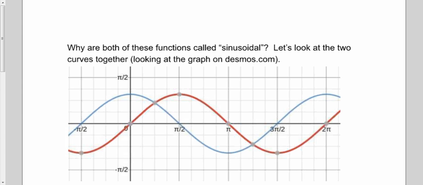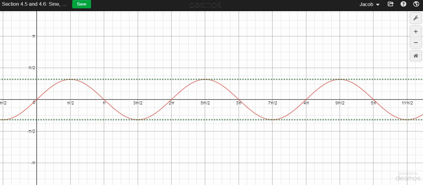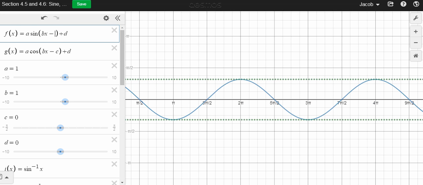Now, I got sine and cosine merged together. Why do we call these sinusoidal? Let's go back to here. I'm going to put sine and cosine together. I'm going to do a quick change to my function here because I want to show you something. You might know this already, but I'm going to play with this c term in cosine. So what should happen to my function if I change c? Can anybody tell me what they think might happen when c changes?